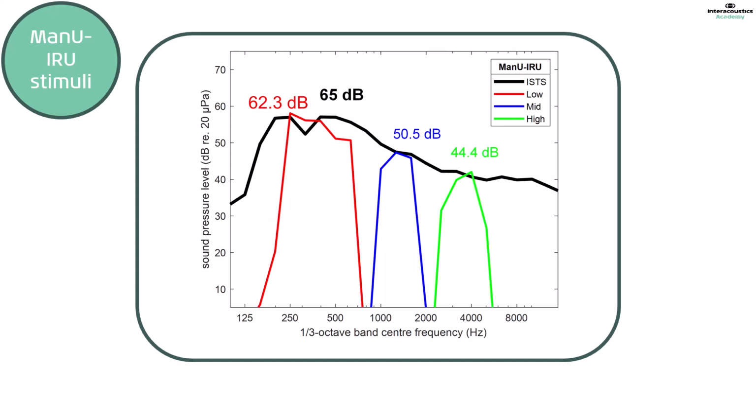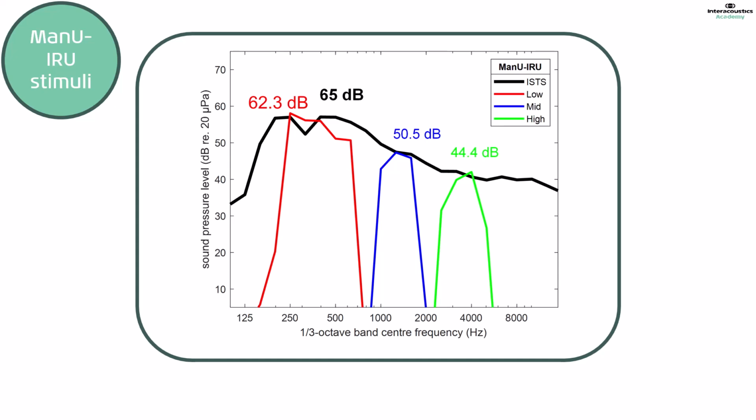We also know that the Manu-Iru stimuli have been calibrated to align with the ISTS. The ISTS is representative of natural running speech, so we know that if we present any of the Manu-Iru stimuli at a level of 65 dB speech reference level, then we are presenting these sounds as they would be spoken, and of course as a result heard, within a typical conversational speech level.